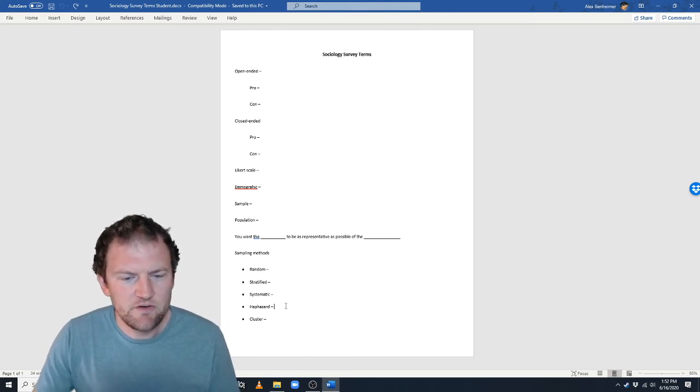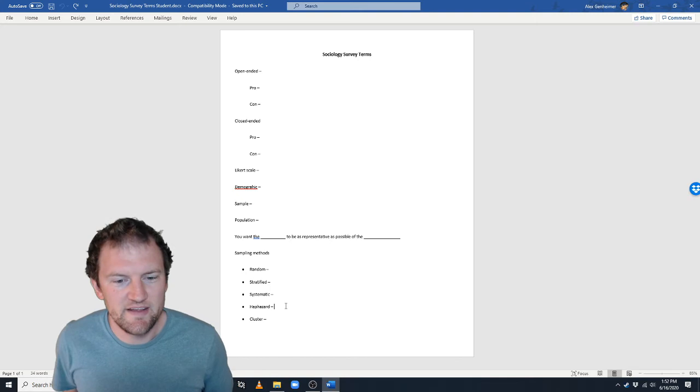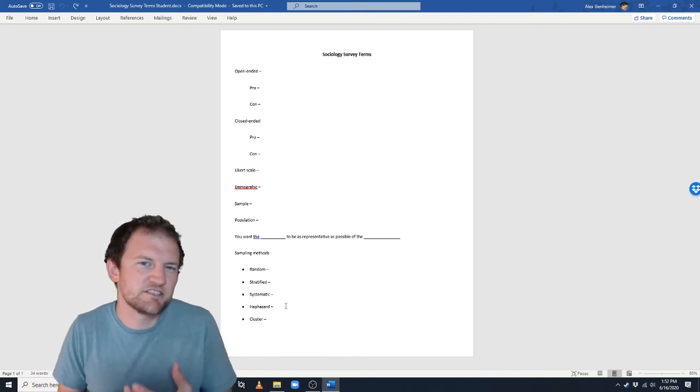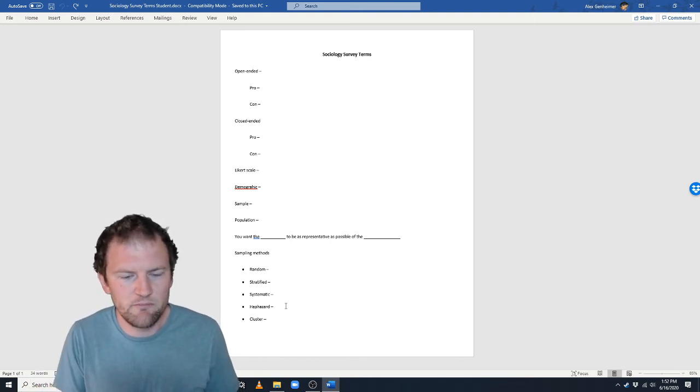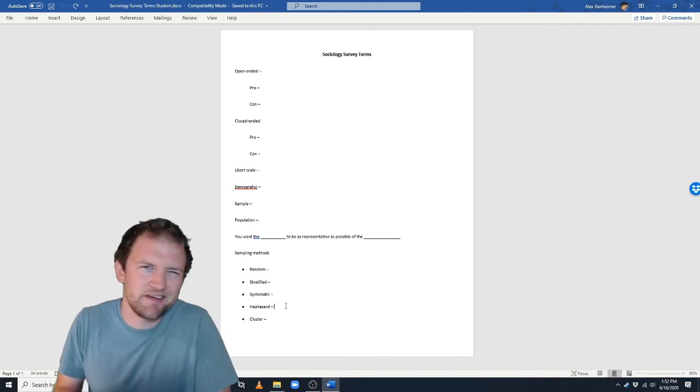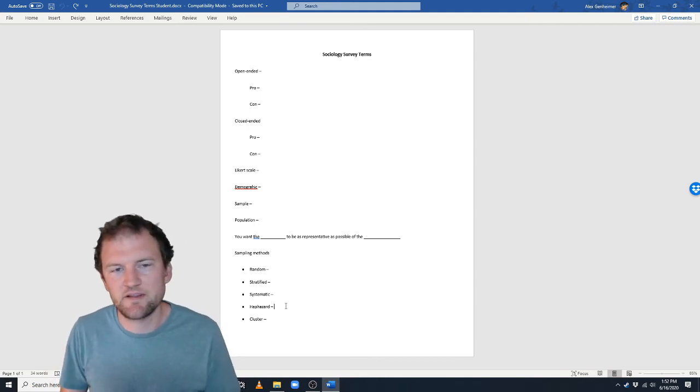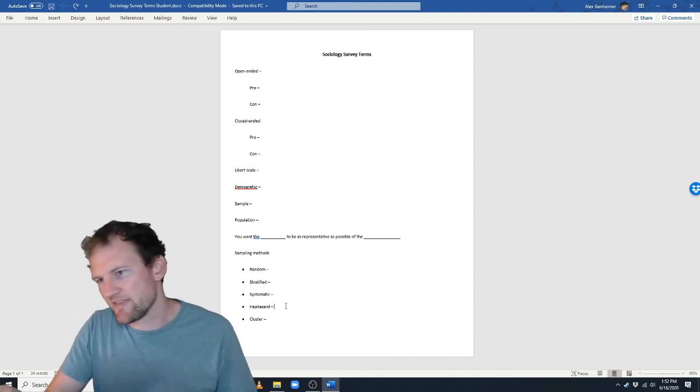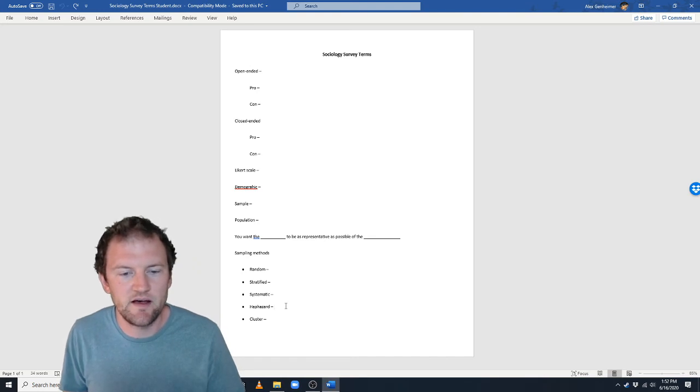Let's skip down to haphazard. That's the easiest one to do, and it's kind of random-ish, sort of. And that's what most people end up doing. It's kind of just picking people at your convenience. So you're in between classes and you pick that person and that person, and that person and that person.